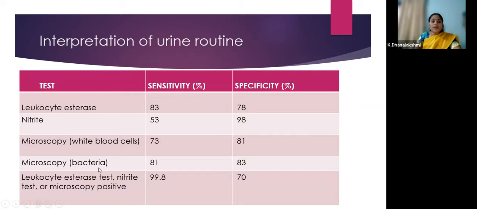If you look at it overall, if you apply leukocyte esterase, nitrite, and pus cells together, then your sensitivity increases to 89%, and here the specificity is 70%. So always you have to look at not only the WBC, but also the leukocyte esterase and nitrites before interpreting the urine routine reports.